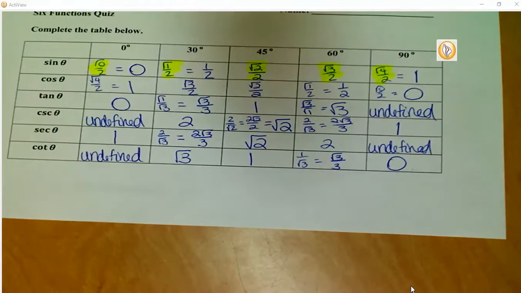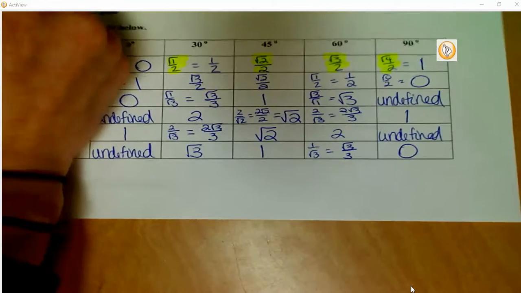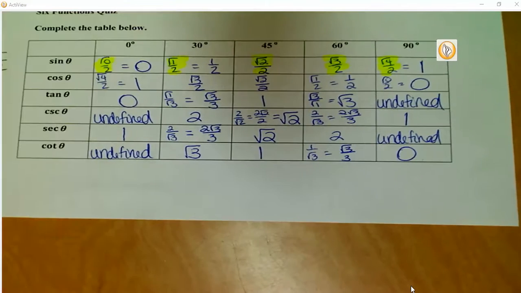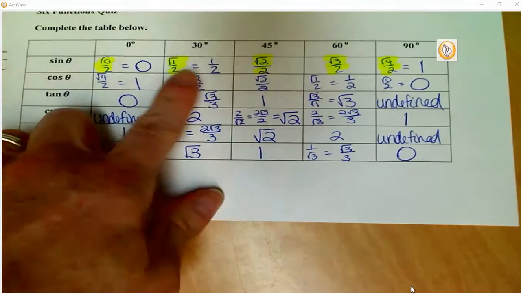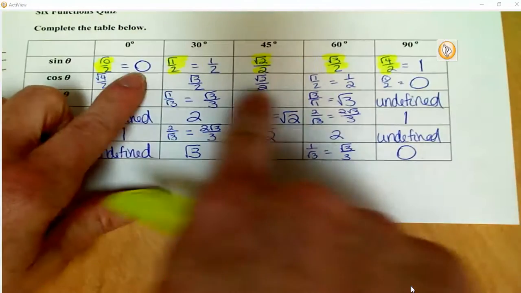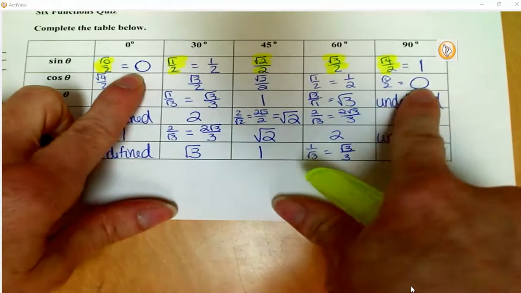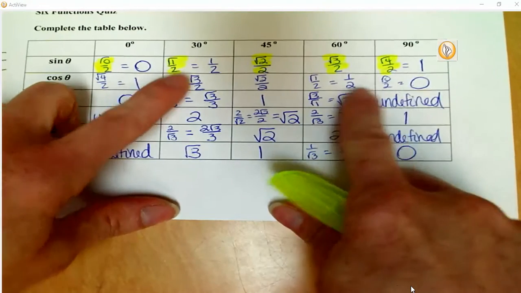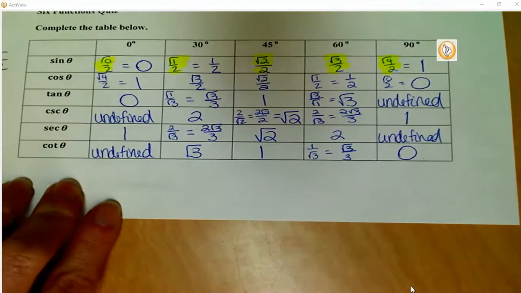You could think, okay, sine is just square root over 2, and it's 0, 1, 2, 3, 4, and simplify. And we know sine and cosine are cofunctions. So once you have sine, cosine is just that row in reverse.